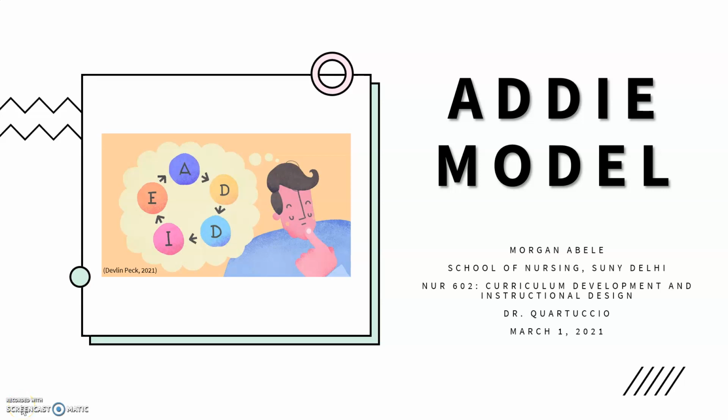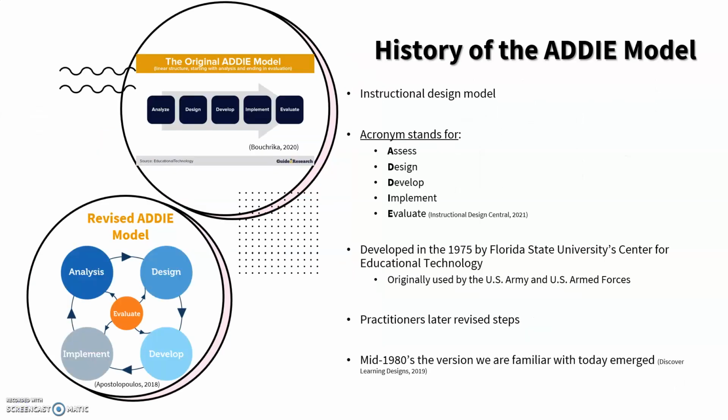My name is Morgan Obley, and this is my Week 5 assignment on the ADDIE model. The ADDIE model is one of many instructional design models and serves as the basis for over 100 instructional models. The acronym ADDIE stands for Analysis, Design, Development, Implementation, and Evaluation, which are the 5 cyclical phases of the model.